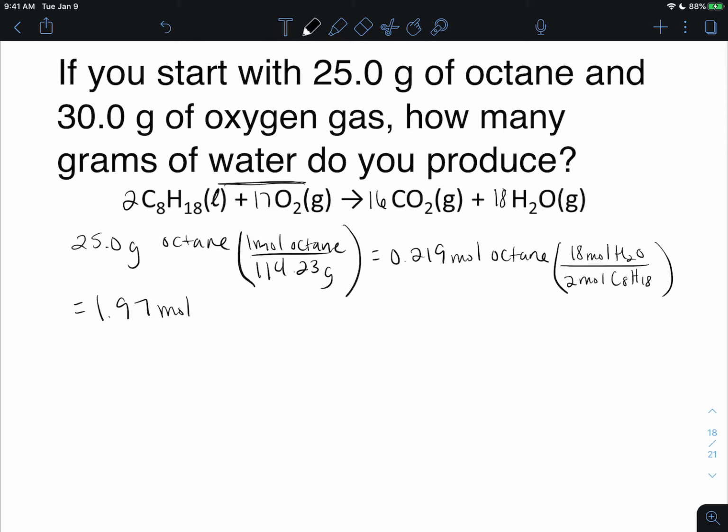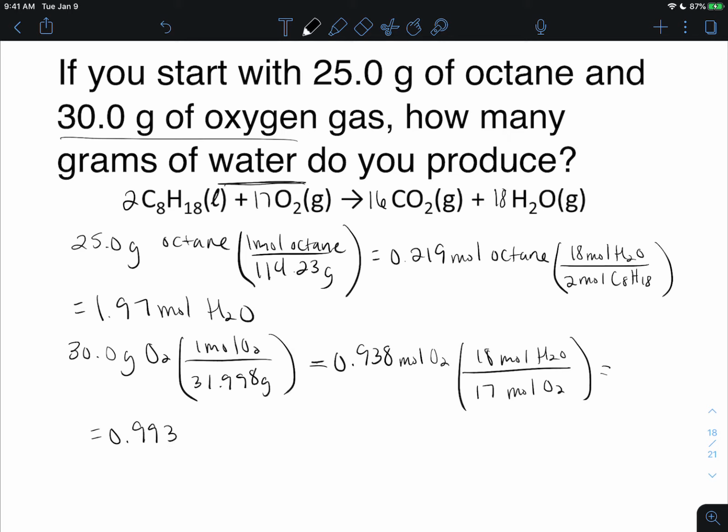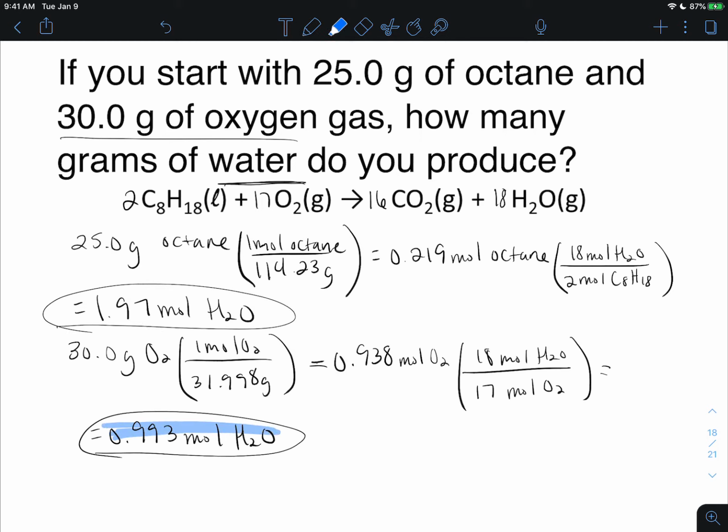1.97 moles of water. We're going to do the same thing with our oxygen. So we have 30.0 grams of O2. For every 1 mole of O2, we have a mass of 31.998 grams. So we divide our 30 by 31.998, giving us 0.938 moles of O2. And then for every 17 moles of O2, we produce 18 moles of water. So we'll divide by 17, multiply by 18, giving us 0.993 moles of water. If we compare these two, we see that this one is the smaller amount. So oxygen is our limiting reactant.